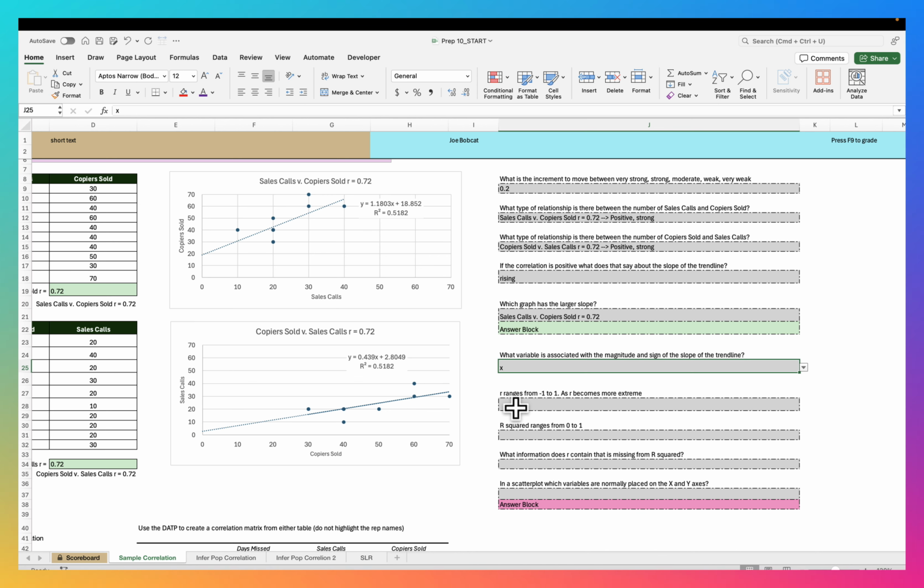R ranges from -1 to 1. As R becomes more extreme, meaning closer to -1 or closer to 1, what happens to the dots? The dots get closer to the trend line. In other words, they line up with the trend line.